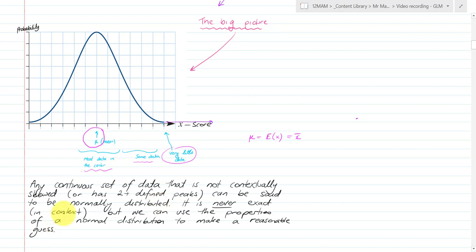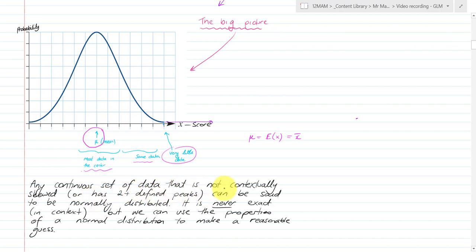Any continuous set of data that is not contextually skewed or that has 2 defined peaks. What I mean by that is you might do a gender-based data collection. You might find there is actually a difference, purely based on biology, between the results for girls and boys that creates a 2-peak function, which is not going to naturally be a bell curve. Again, if we have a large enough set of data, there might be a predictable feature in it, but for this topic, it doesn't make sense.